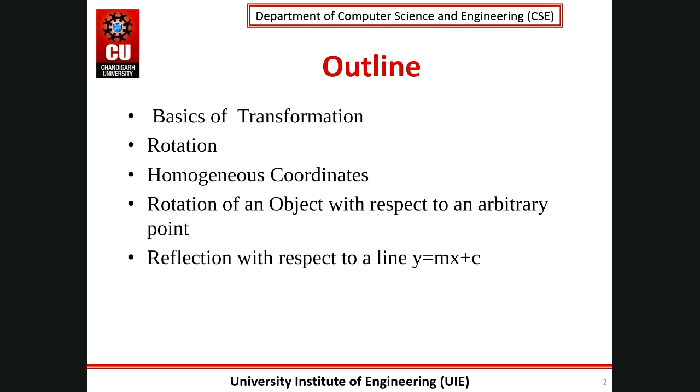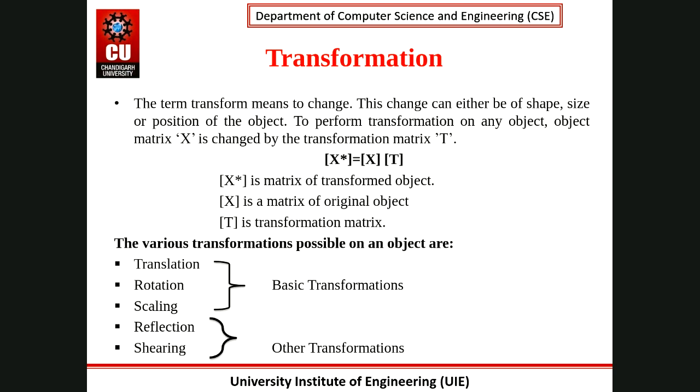Here is the outline of today's PPT. Firstly, we will discuss the basics of transformation, then what is rotation, because we have to rotate an object with respect to an arbitrary point. Then we will discuss homogeneous coordinates, rotation of an object with respect to arbitrary points, and in the last, reflection with respect to a line y equal to mx plus c. This last point we will not do today; in the next week we will probably do that. So let's start with the basics of transformation.